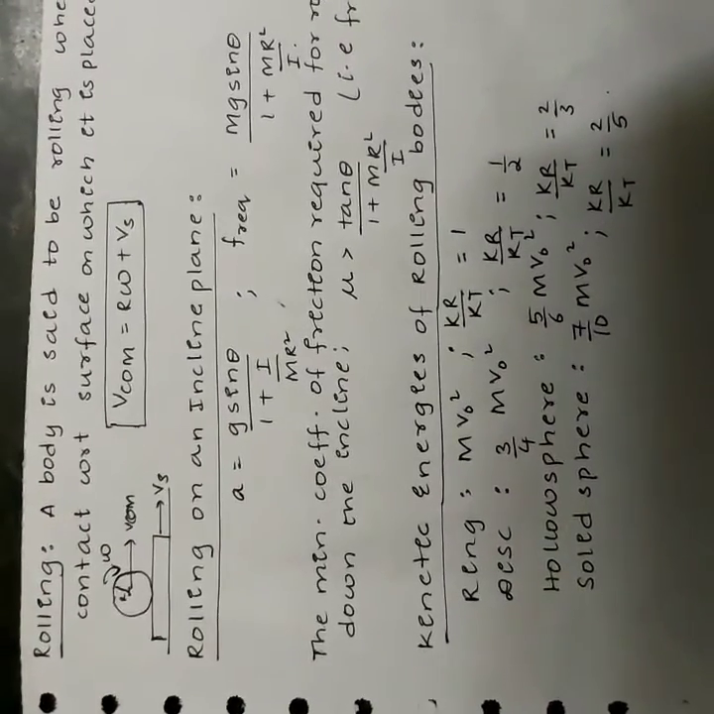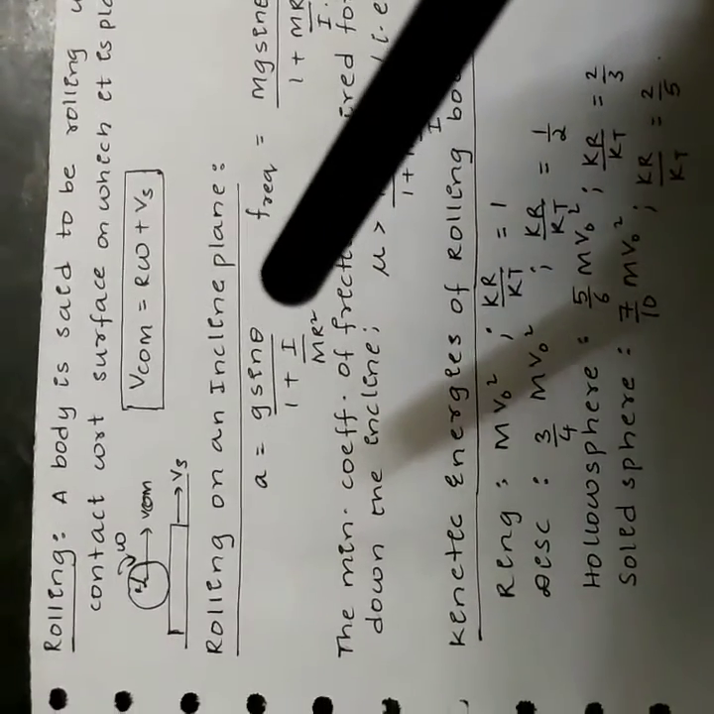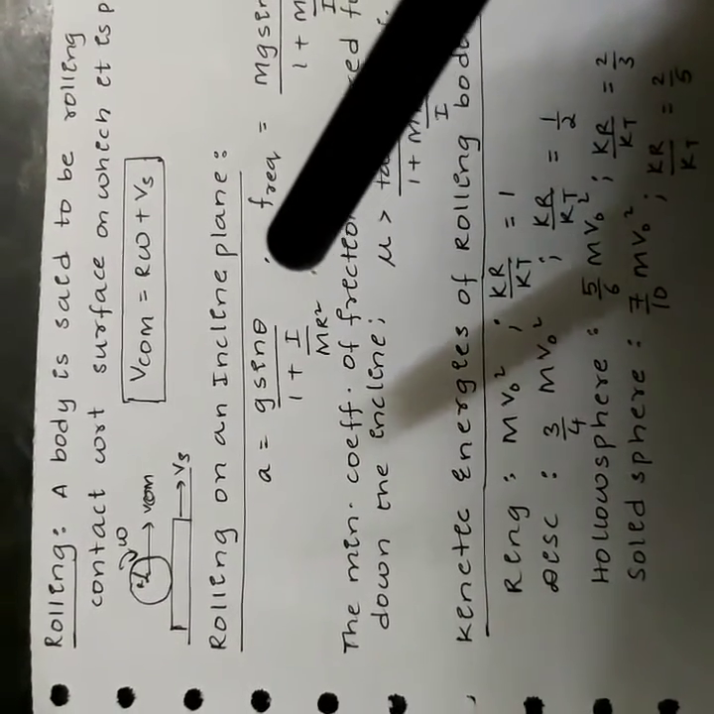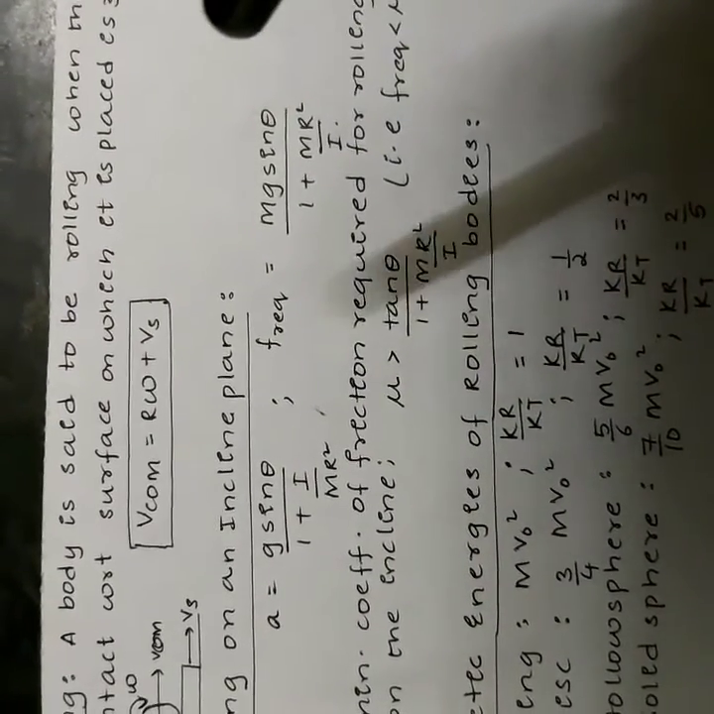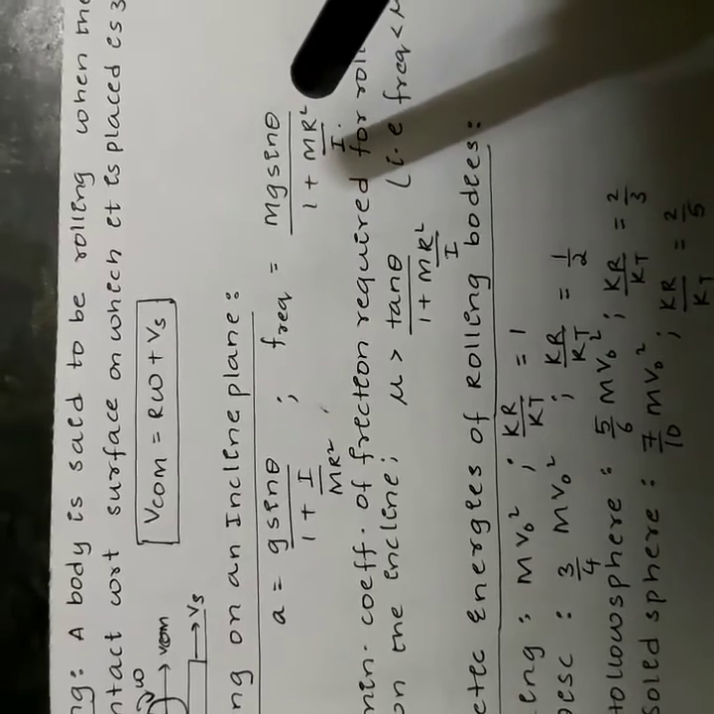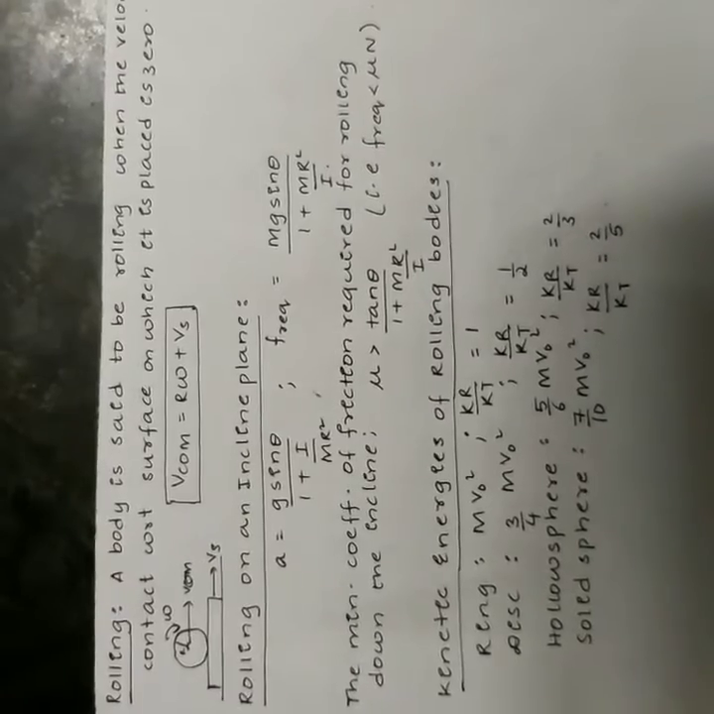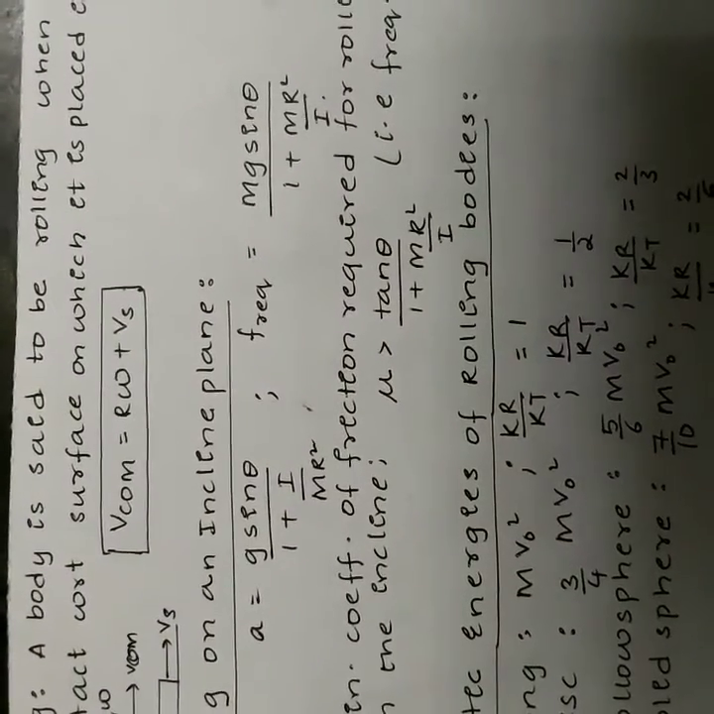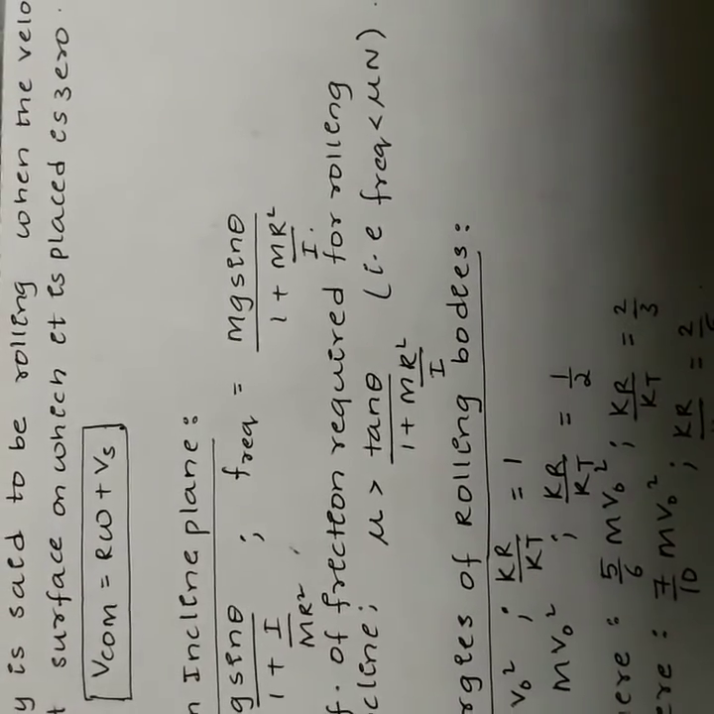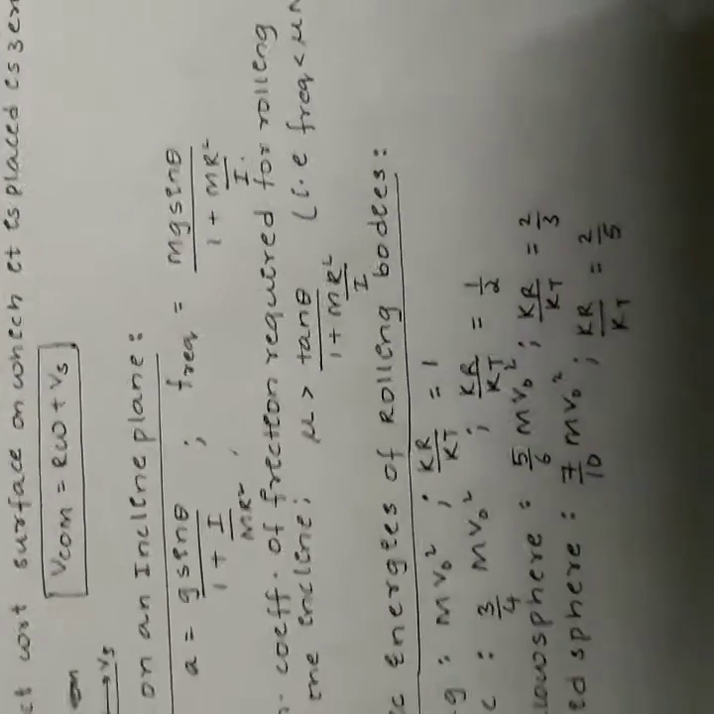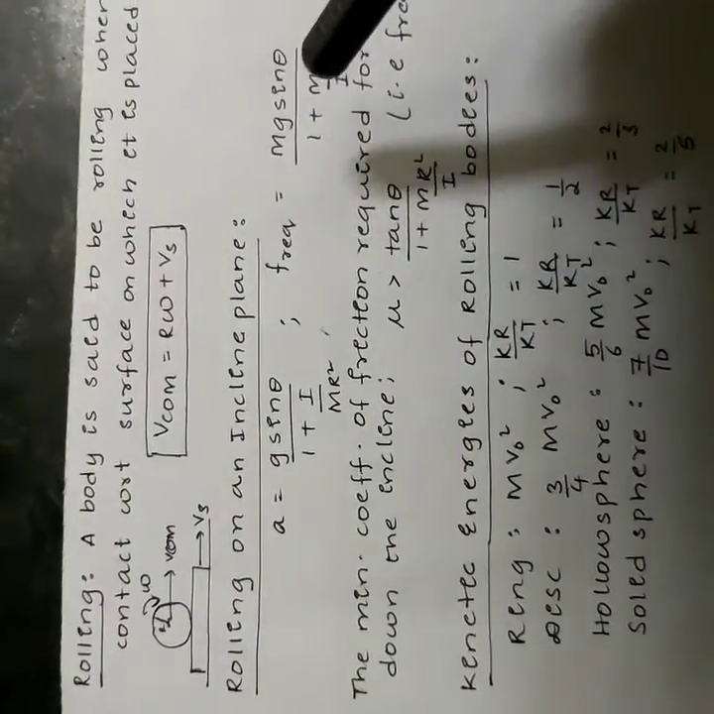Rolling on an inclined plane. Friction is definitely required for a body to roll on an inclined plane. The acceleration is given by g sin theta divided by 1 plus I by mr squared. The friction required is given by mg sin theta divided by 1 plus mr squared by I. The minimum coefficient of friction required for rolling down the incline is mu greater than tan theta divided by 1 plus mr squared by I. That is, the friction required should be less than mu into N. The same holds good for going up the inclined plane also.